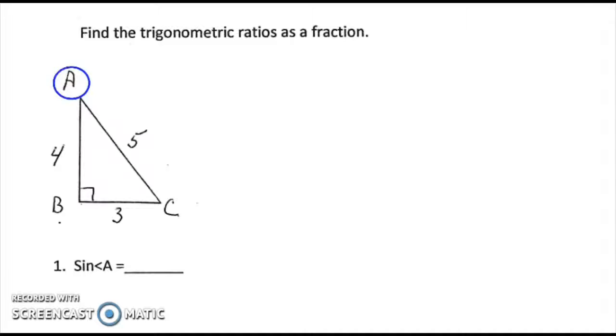So we circle the angle A, and we're going to draw an arrow across to the other side. That side is going to be O for opposite. The side across from the 90-degree angle is going to be the hypotenuse, and that is 5. The third side next to angle A is going to be adjacent, or A.